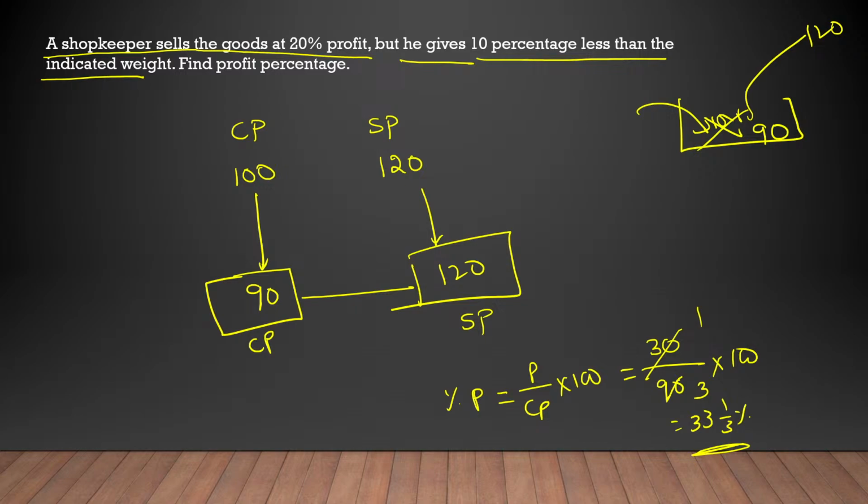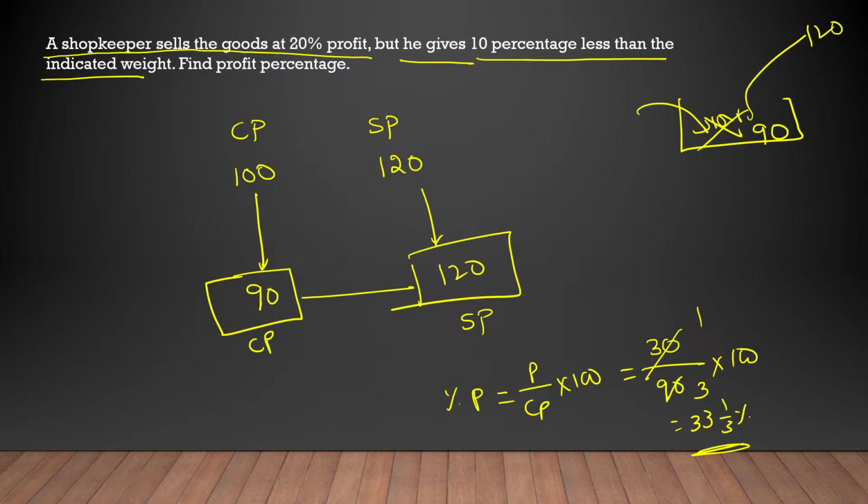What I am doing here, I am telling that if I buy for 100, I am going to give it to you for 120. But even though I am saying that I am giving you 100 rupees worth of items, I am not actually giving that. I am giving you 10% less. That means I am giving you 90 rupees worth of items, but I am going to take 120 rupees from you because you don't know that I am giving less. That's why anyway you are going to pay the original 120.